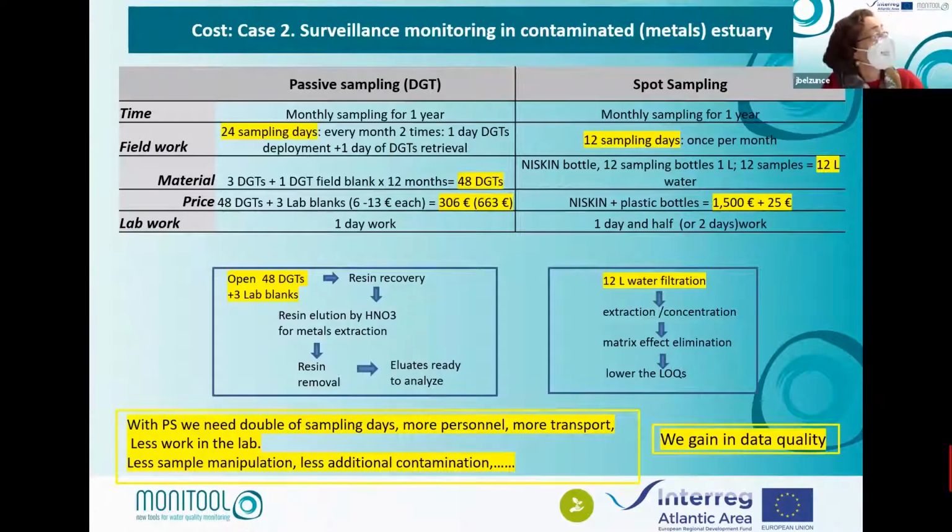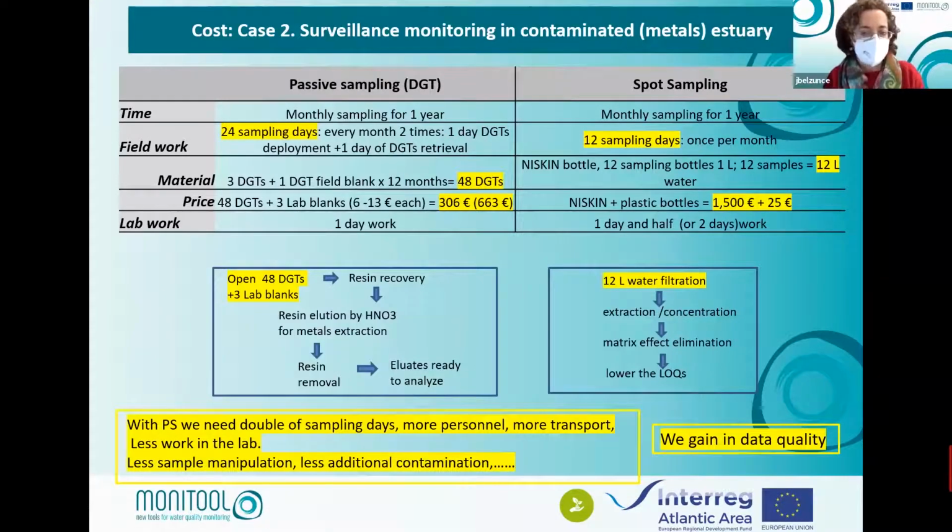In the second case, well, you don't see the title. Yeah, you can see. In the second case, if you need to do surveillance monitoring during 1 year, it means that you have to go to an estuary. You have to detect metal contamination. So you go to the field once a month. With passive sampling, you need to go 2 times every month. One for the DGT deployment, and one after.